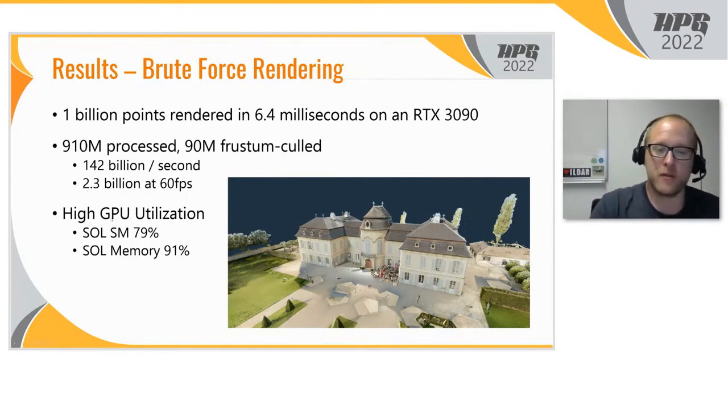We also had a high GPU utilization with that. So this speed of light that you can compute with the NVIDIA profiler, for compute it was about 79%, and for memory 91% with the prefetch optimization. So if you don't do the prefetching, this memory utilization was much, much lower, and also the performance accordingly lower.